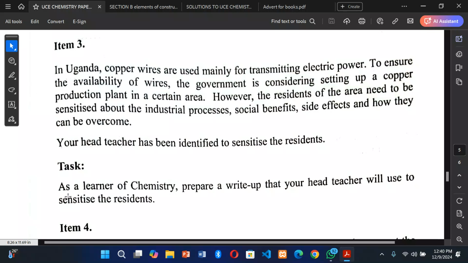So they want us to generate a write-up which our head teacher is going to use to sensitize. Now, what is this sensitizing these people about? It has been put very well in the scenario here, where they're saying, however, the residents in the area need to be sensitized about, number 1, industrial process, social benefits, side effects, and how they can be overcome. So in this question, they are very clear to us on what they want. So the production process of what? It is of co-production of copper.